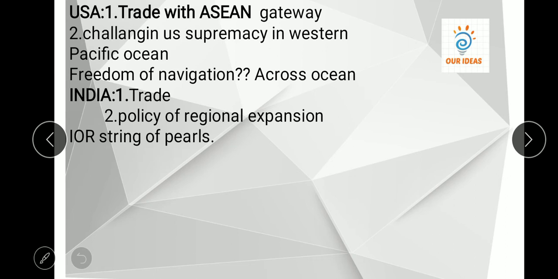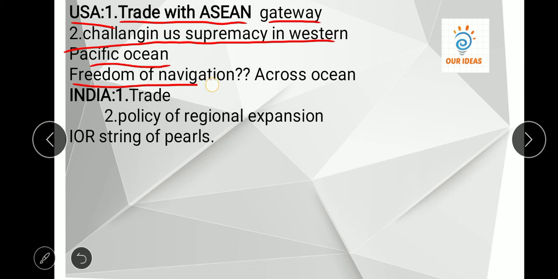And the second one is the USA. This will affect USA's trade with Asian nations. And as I mentioned earlier, this is the gateway between the Pacific Ocean and the West Atlantic Ocean. So what happens is that the US has to pay a fare, a tax to China for shipping passage, challenging US supremacy in the Western Pacific Ocean. As I mentioned earlier, freedom of navigation will come into question. How does it affect India?